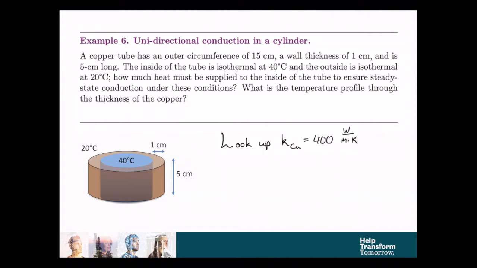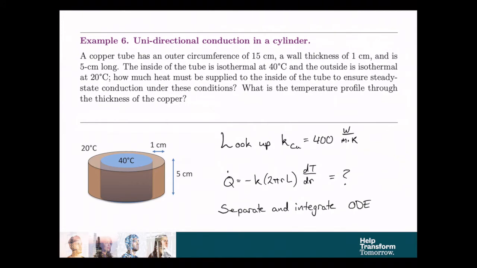The material is copper, so we look up the thermal conductivity for future use, and we'll start right in with Fourier's law. And the first part of the question is literally asking for this heat flow rate that we need to maintain these isothermal conditions. So in order to solve for Q, we need to integrate Fourier's law. It's an ordinary differential equation, first order, linear, non-homogeneous, but it's still separable. So we go ahead and separate and integrate that equation.